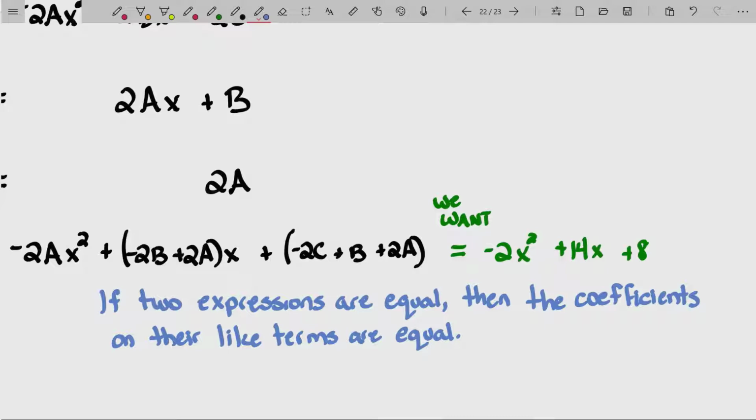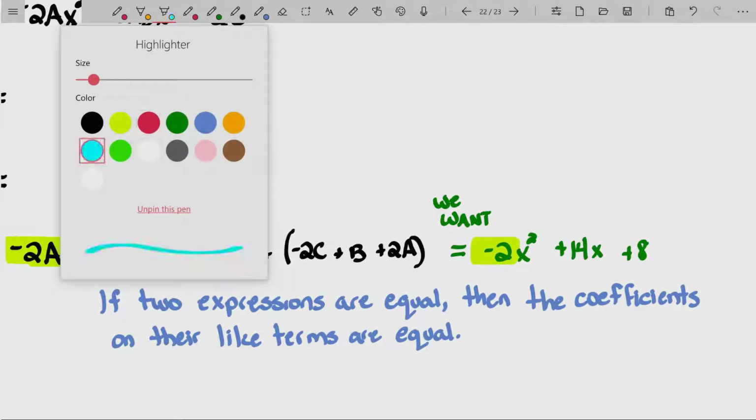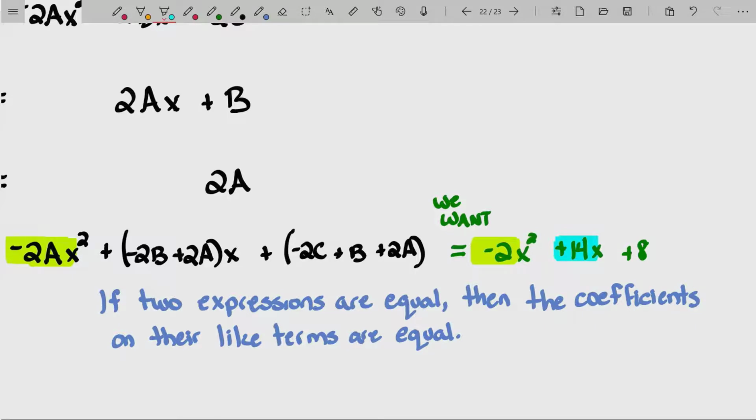And what do I mean by two expressions being equal, then the coefficients on their like terms must be equal? Well, I mean that this negative 2 that's sitting on that x squared must be the same as this negative 2a. And I also mean, using a different highlighter here, this 14 that's sitting as a coefficient of that x must be the same as 2a minus 2b. And again, using a different highlighter, this constant 8 should be the same as that constant 2a plus b minus 2c.